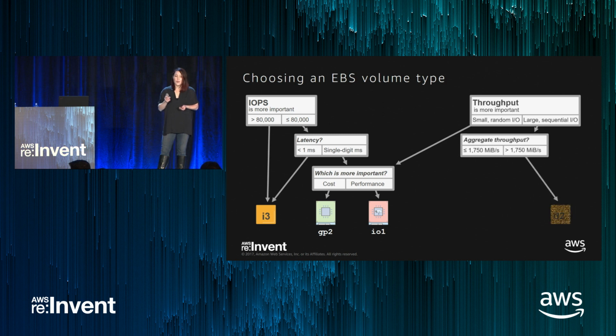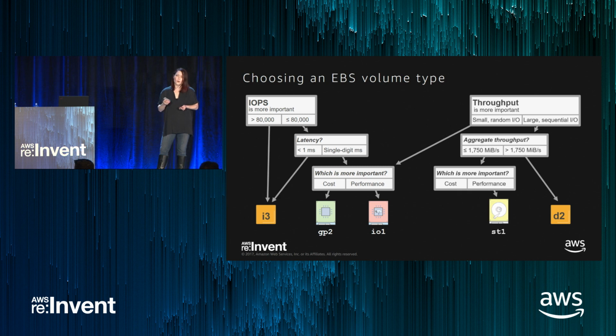If you need over 1,750 megabytes of throughput, which is the current EBS-optimized maximum, though keep an eye on those numbers because we're constantly increasing them, and this will probably be out of date in like 2 seconds, then go with something like a D2. But if you're okay with what EBS-optimized can do, then you have the same cost-performance trade-off.